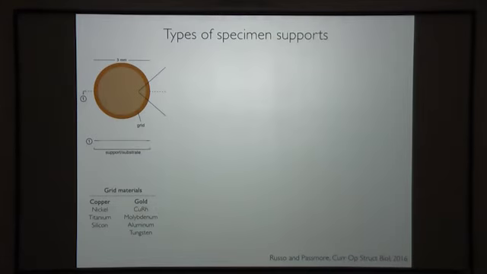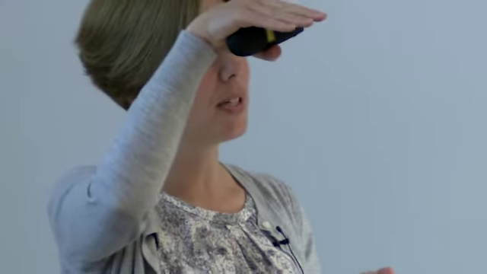Okay, so the supports themselves. Now, these are specified in units of lines per inch. That's what the mesh is. So we usually use grids of mesh 200 to 400 lines per inch. And the squares on these grids are between 60 and 130 microns across.